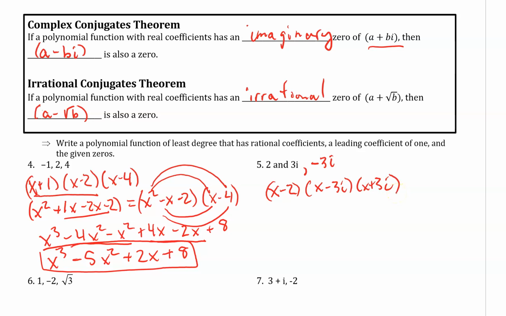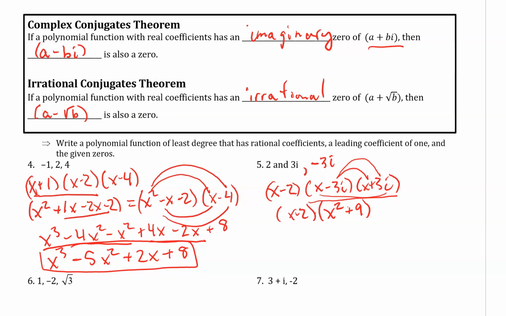Now when I multiply, I'm going to do these two expressions together first. So that will give me x squared minus 3ix plus 3ix. They cancel. And then minus 9i squared. As a reminder, i squared is the square root of negative 1 squared, which is negative 1. Negative 9 times negative 1 is positive 9.